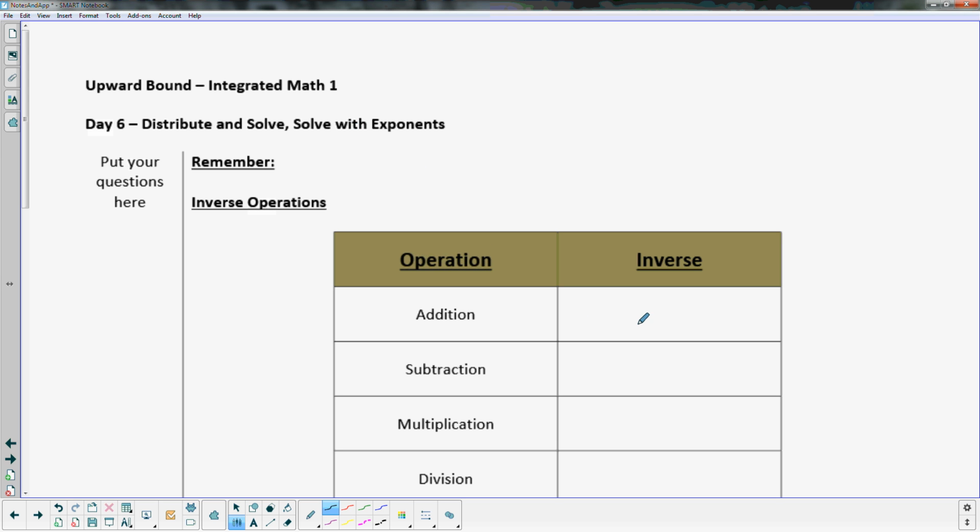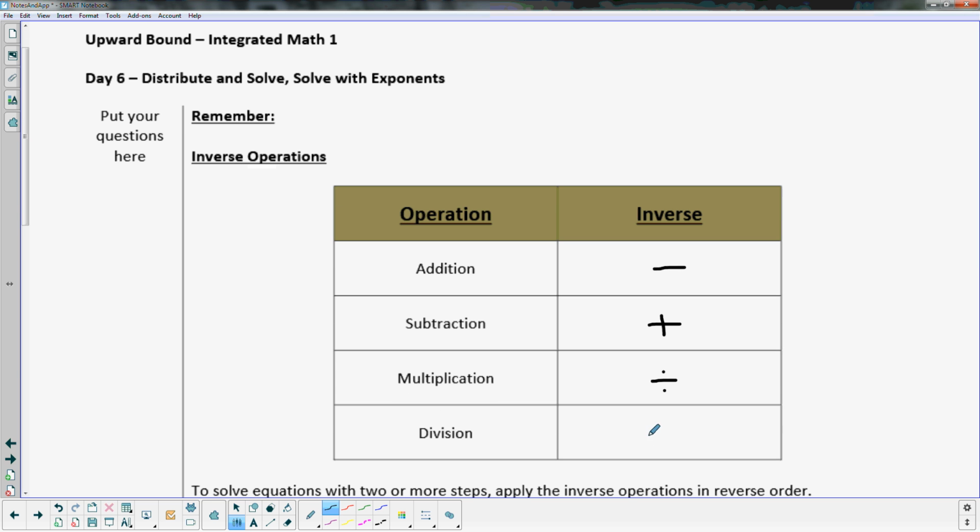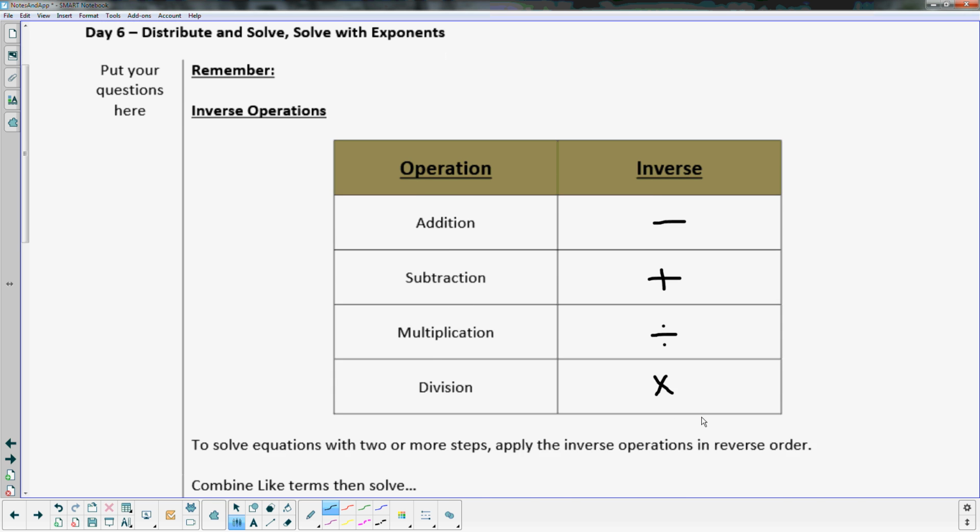The main driving force behind what we're doing today is, again, we want to look at our inverse operations. For addition, its inverse operation is subtraction. For subtraction, we would undo it using addition. Multiplication, we would go ahead and divide. And to undo division, we would multiply.